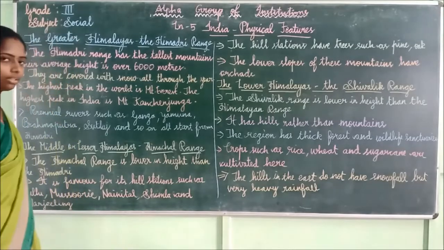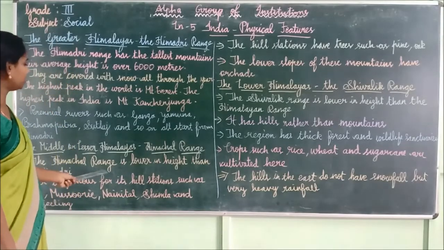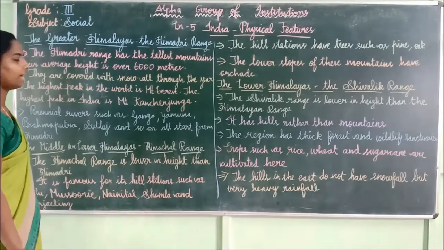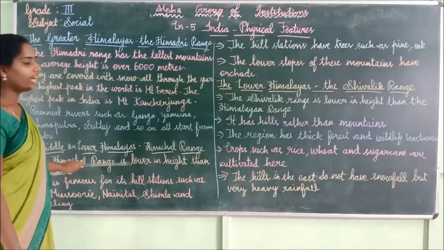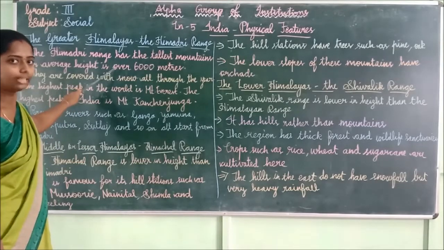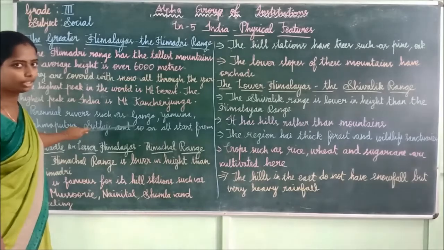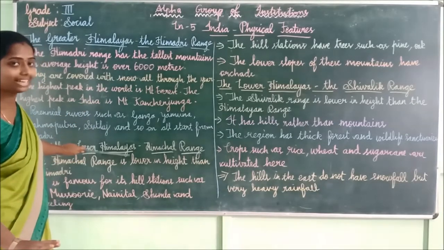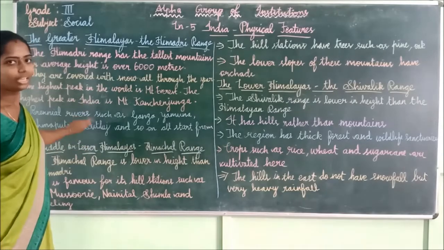Shall we discuss about it? The Himachal range is lower in height than the Himadri. This Himachal range is lower in height than Himadri. So that only is said as the middle or lower Himalayan region. It is lower, but it is not so much lower. It is lower than only Himadri.